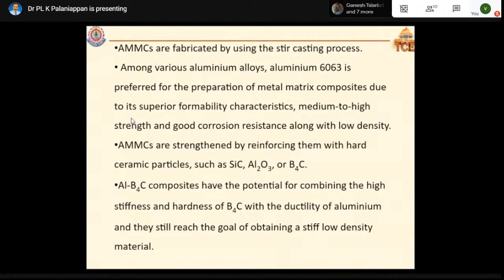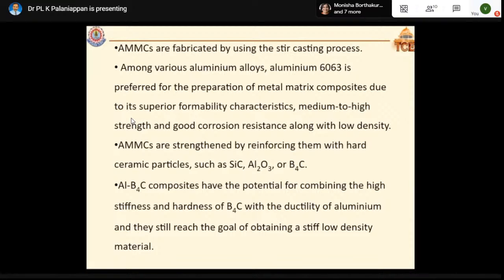Because of the low weight, these aluminum metal matrix composites are very popular in aerospace applications as well as in automobile applications, where weight plays a major role because the fuel depends on your weight. If you want to save fuel, you have to bring down your weight. At the same time, you should not compromise the safety, that means strength. So aluminum metal matrix composites are strengthened by reinforcing them with hard ceramic particles such as silicon carbide, aluminum oxide, or boron carbide. So how are we adding strength to aluminum? By using reinforcements like silicon carbide, aluminum oxide, and boron carbide.